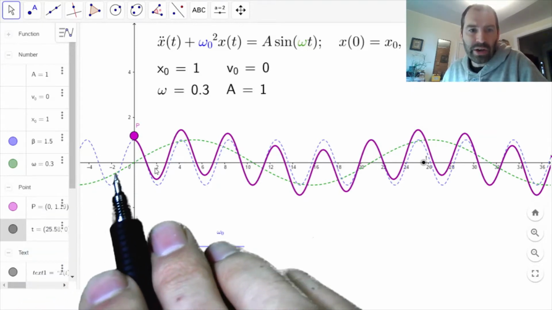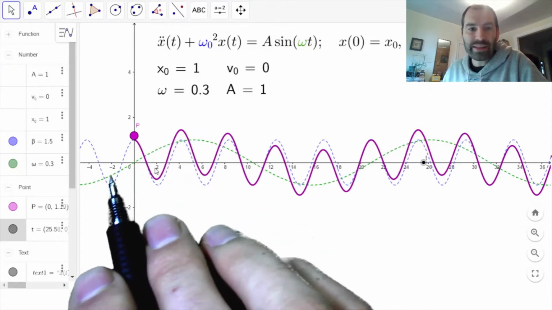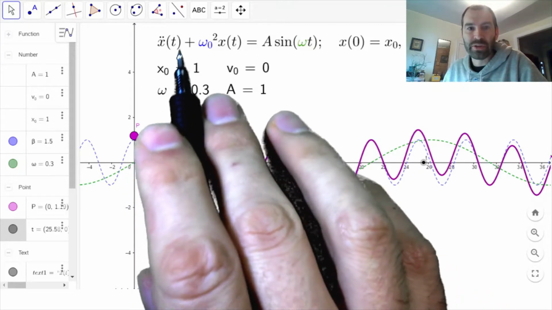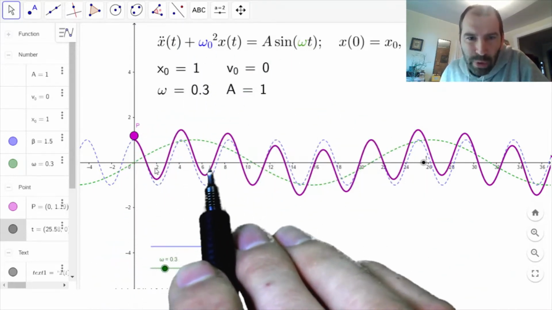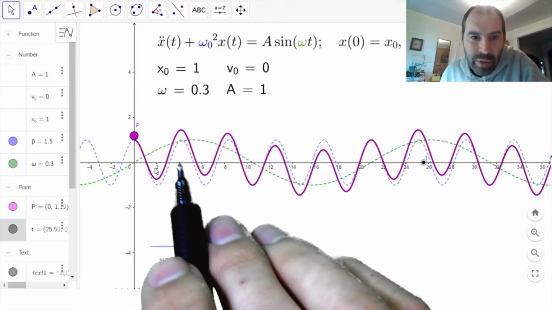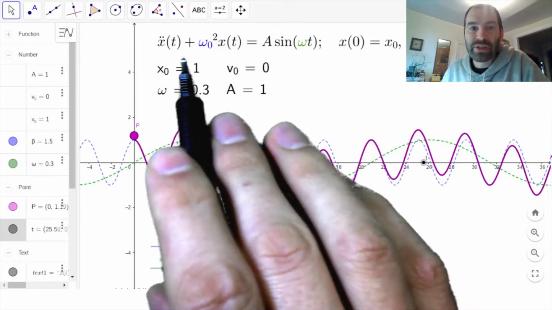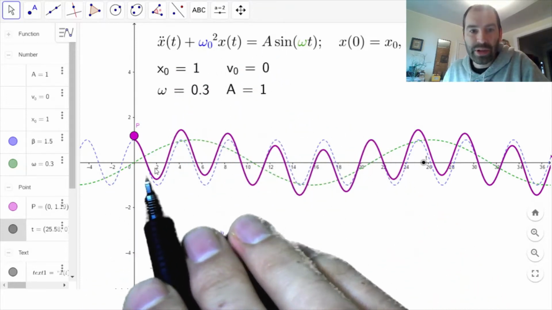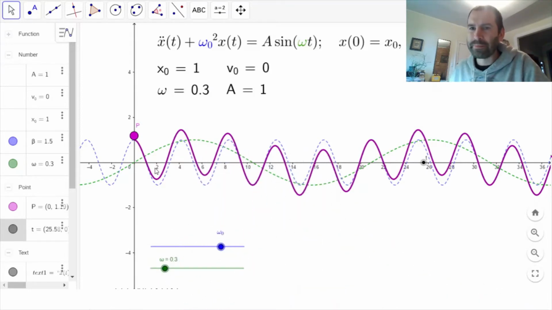The green curve is essentially the particular solution to this differential equation. The blue curve back here in the background is the complementary solution to the differential equation. That's the one that's given by omega naught. And when you put those together, you get the purple curve, which is kind of following both of those, right?